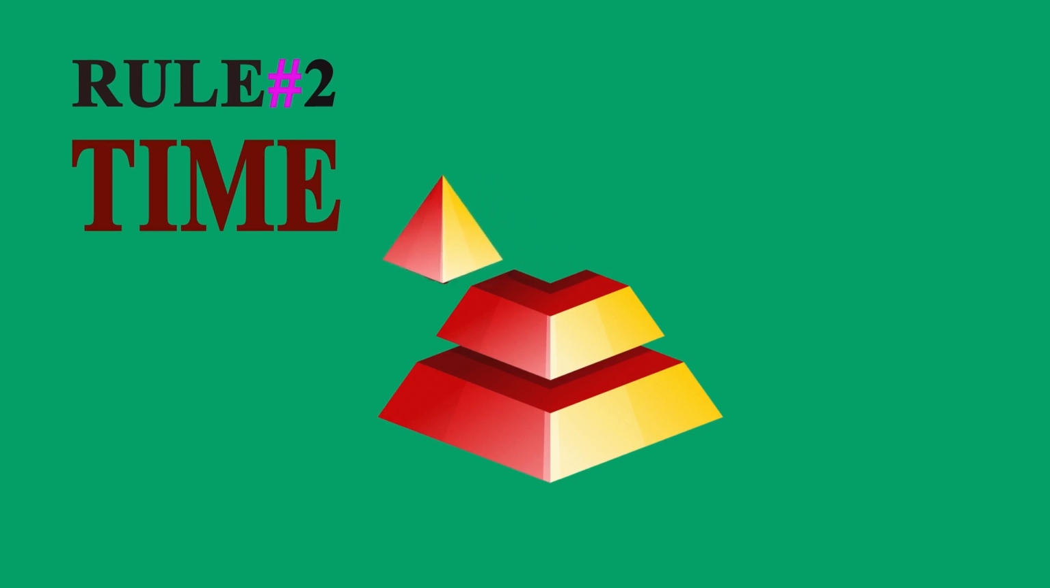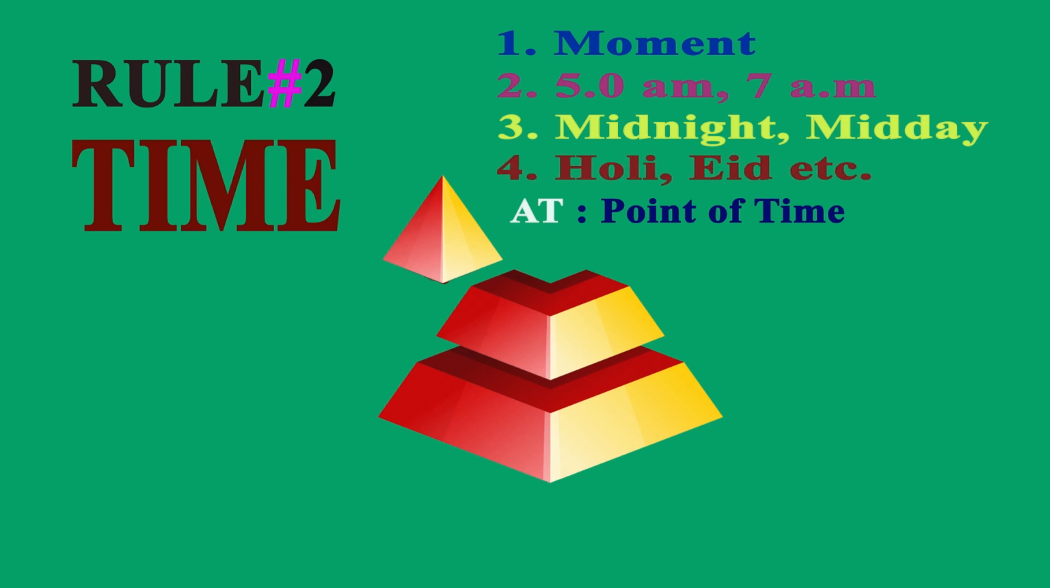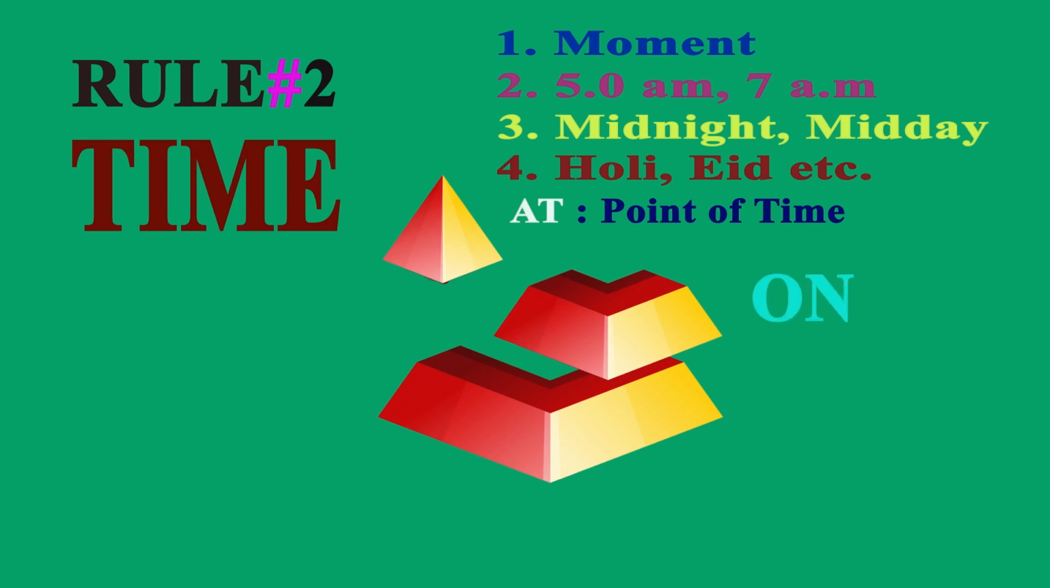Rule 2: time. We have already learned the small portion at, that is the point of time. We use it for a moment, a specific time, a specific part of the day, and names of holidays. But when we talk about the middle one, that is specific and small, we will use on.